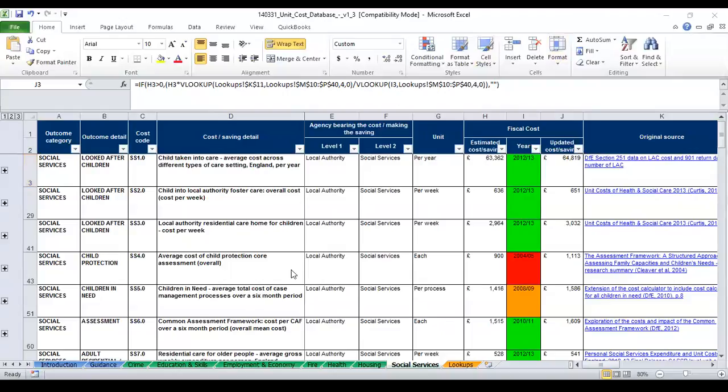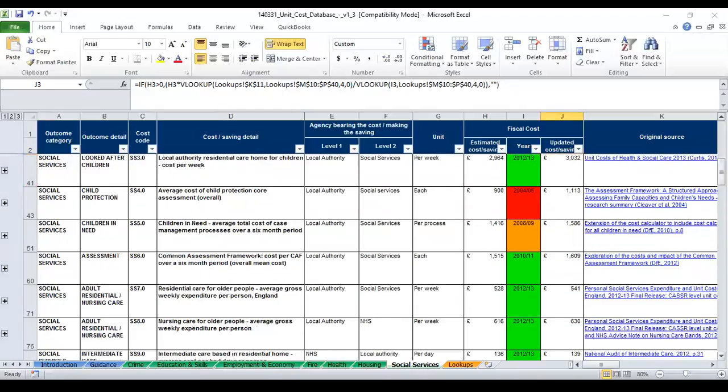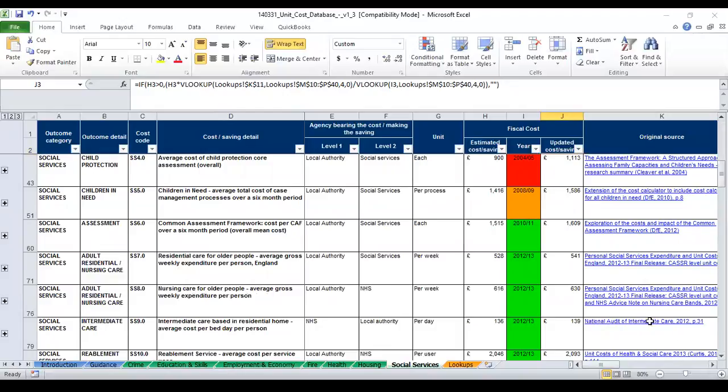So other things that we've got on there around child protection, children in need, doing an assessment via social services, what the cost of that is. So there's all kinds of data in here, and all the links to where it came from. So this personal social services expenditure and unit costs, which is similar to the one that I've previously showed you, but they're all free to download.